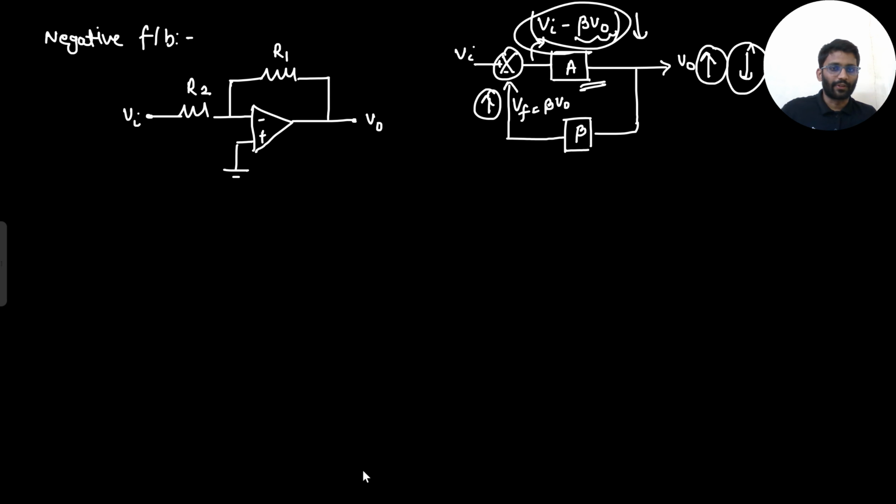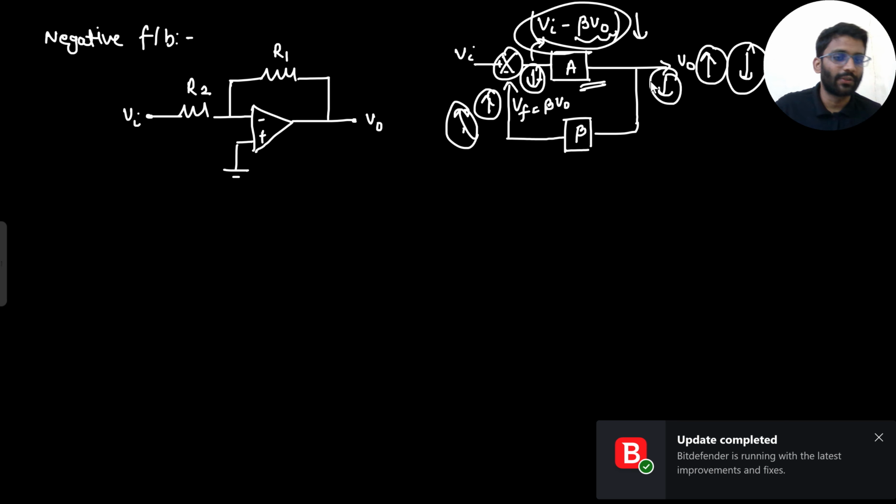Did you understand this point or not? If my V naught increased, this value also increased. If this value increased, that means this value here decreased. If this decreased, that means further also it is decreased. Say yes or no. Understood?